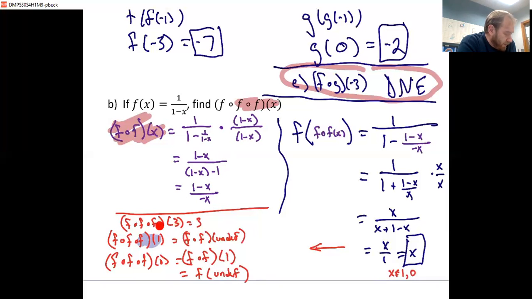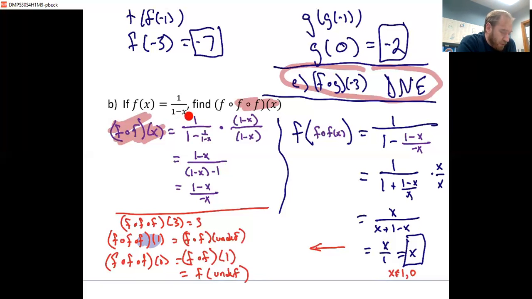So if I do that with 3, I will get 1 over 1 minus 3, so I'll get negative 1 half. If I plug in negative 1 half, then I will get 1 over 3 halves. And if I plug in 3 halves, then I will get 3. Now, if I try to plug in 1, so f of 1 would then give me an undefined value. So this actually does have some limitations that we weren't prepared for.